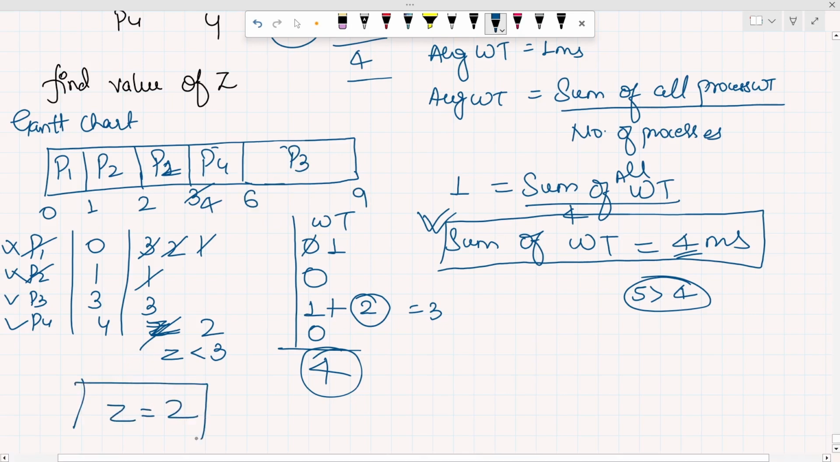If the value is less than 2, it means P3 waits for 1 unit of time, and if you sum all these things, you will get 3. So definitely it is not equal to 4. So we are waiting for 2 units of time. P3 is basically waiting for 2 units of time to make this condition 4, and we need 4. So it means the assumption that Z is equal to 2 is correct. The value of Z is equal to 2.